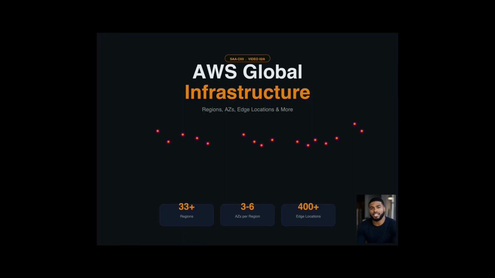So before we get into any specific AWS service, we've got to talk about something that a lot of people kind of rush past: how AWS is actually set up physically. Like, where does all this stuff live? And honestly, this comes up on the exam more than you'd expect. If you don't have a solid picture of the infrastructure, some of those architecture scenario questions are going to feel really confusing. So, let's fix that. The question this video answers is, how is AWS infrastructure organized, and why does it matter?